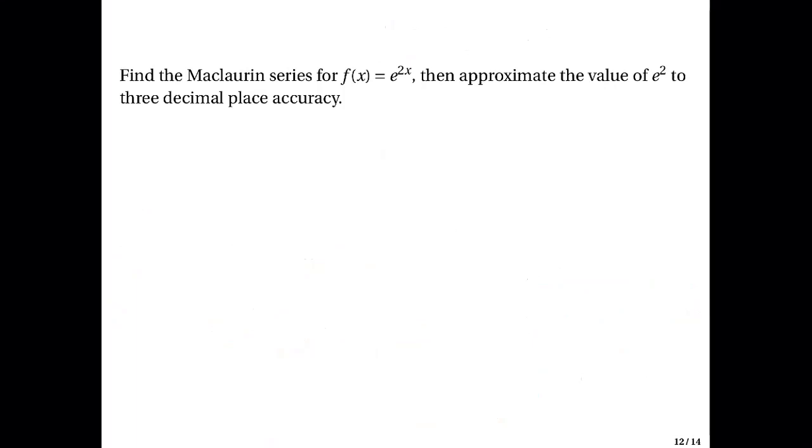Next problem, find the Maclaurin series for f of x equals e to the 2x, then approximate the value of e squared to 3 decimal places of accuracy. So this is what we know. Recall e to the x. Let's write e to the z. This is equal to the sum of z to the n over n factorial, n from 0 to plus infinity, for all z in R.